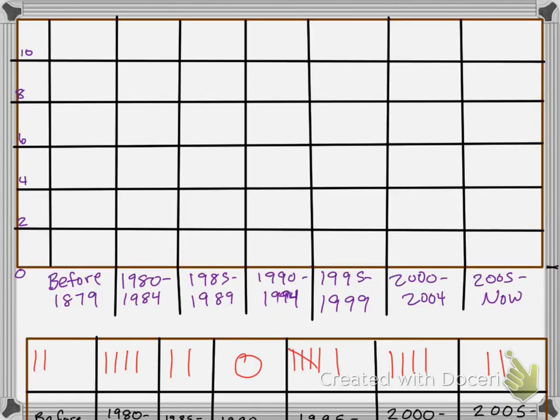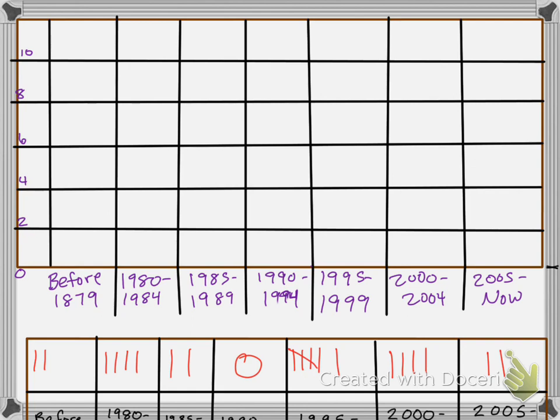All right, so on my chart, you can see on the left side here, we have the numbers 0, 2, 4, 6, 8, and 10. We are counting by 2 on our graph. Okay, so we're going to start filling in the answer, or how many pennies were in each year. Okay. So how many pennies were minted between these dates?